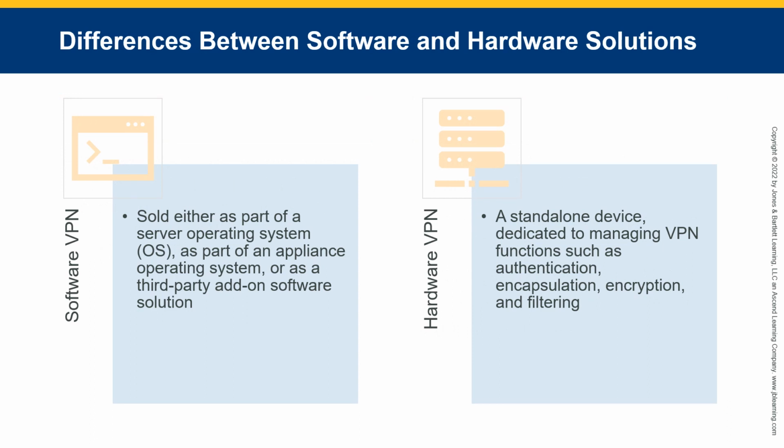So, when it comes down to it, there's basically two different types of VPNs. And these categories can be split up, obviously, by the title of the slide, software and hardware solutions. So a software VPN is something that's either sold as part of an operating system or as part of an appliance operating system or as a third-party software add-on.